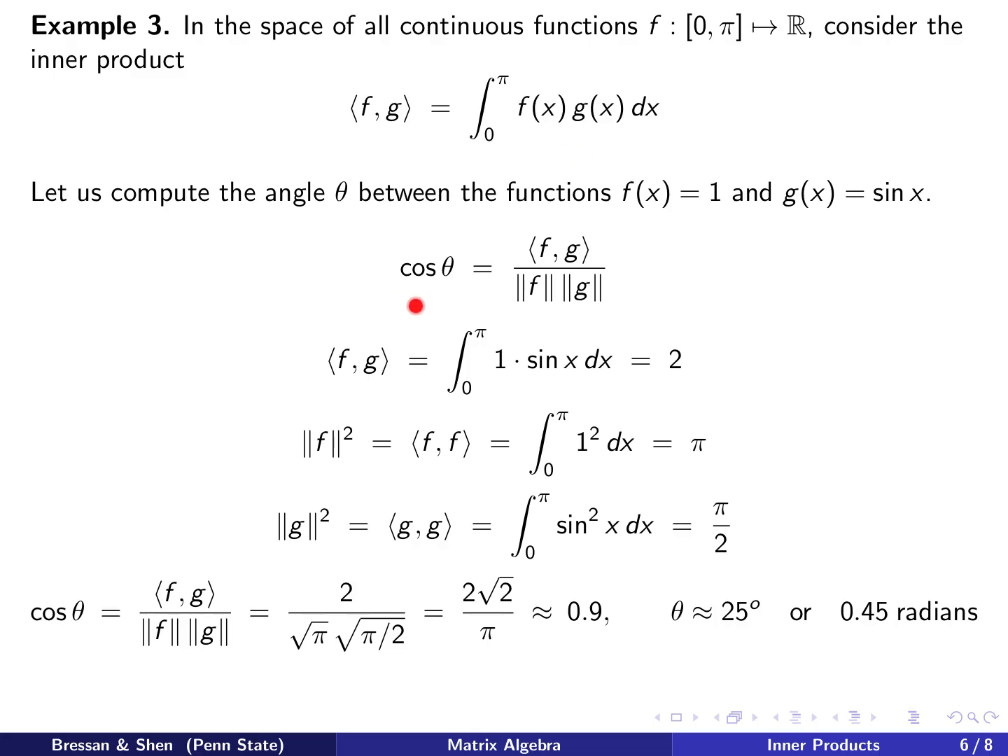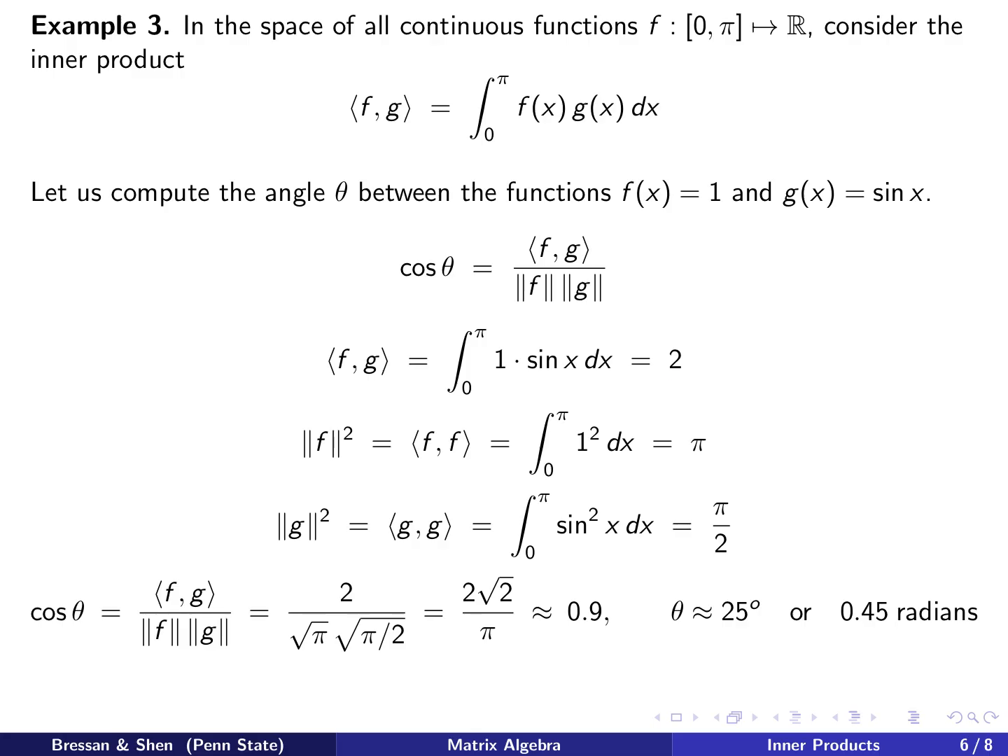So recall the formula. Cosine theta now would be the inner product of f and g divided by the norm of f and the norm of g. Okay, let's compute each of these three quantities. So the inner product of f and g will be the integral from 0 to pi of 1 times sine x dx. Okay. And then you can work out and you will get 2.